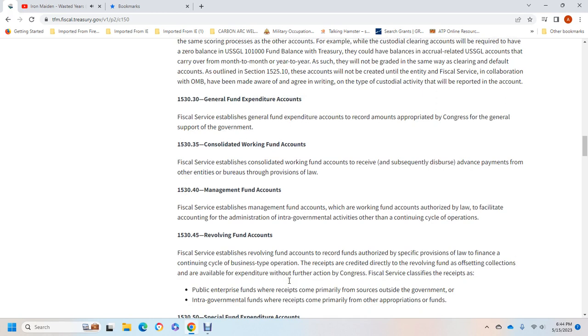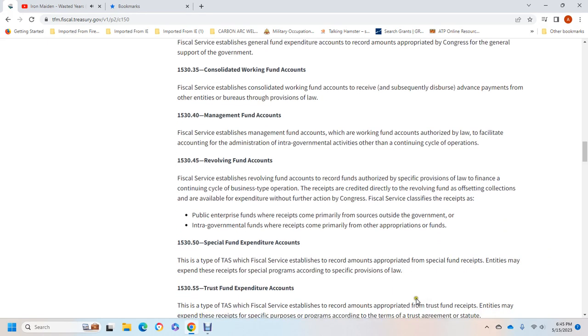1530.45 Revolving fund accounts. Official service establish revolving fund account with the record funds of the authorized with the special provision of law with the finance continuing cycle of the business type of the operation, received credited directly with the revolving funds with the offsetting collections and are available to expenditure without further action with the Congress. Official service classified with the receipts as public enterprise funds with the receipt that come primarily from the source outside of the government or intragovernmental funds with the receipt that come primarily with the other appropriations or funds.